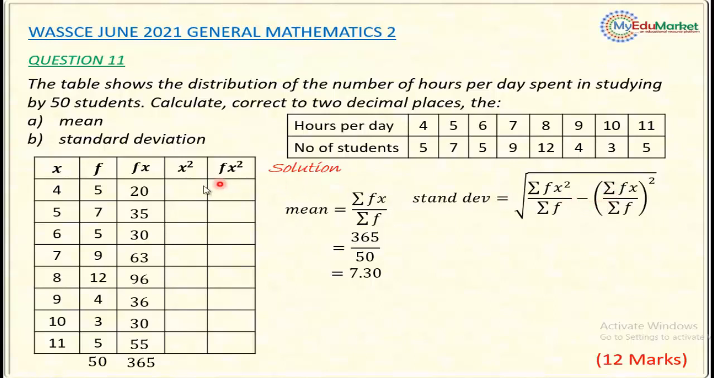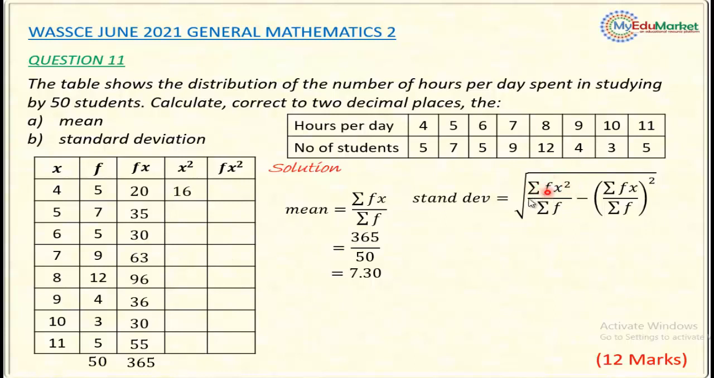So let me get x square first, then I'll get fx square, then I'll get its summation so that I can substitute in this. So I have to get x square first, then I'll multiply each x square by its respective f so that I'll get fx square, then I'll total them to substitute in this formula.